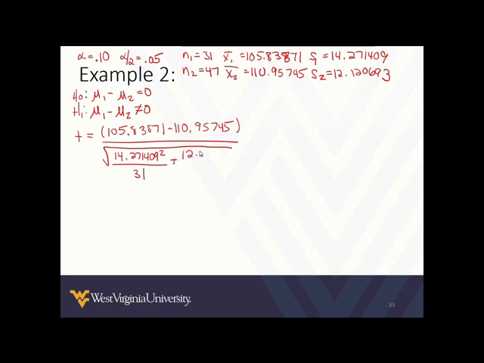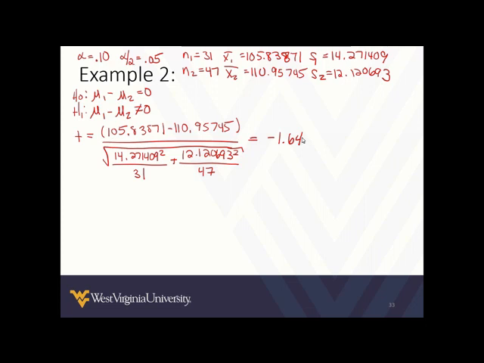Plus 12.120693 squared over 47. And this will give us a test statistic of negative 1.64. And again, I know I said it before, if you had decided to make group 1 males and group 2 females, the only difference was your test statistic would have been positive 1.64.